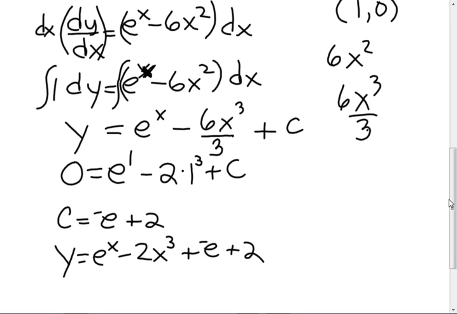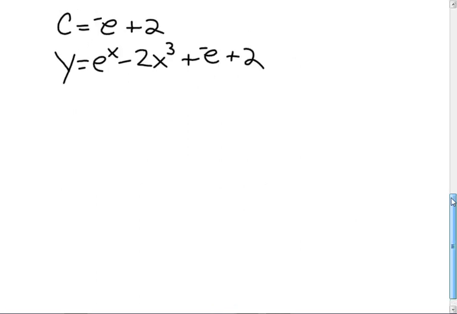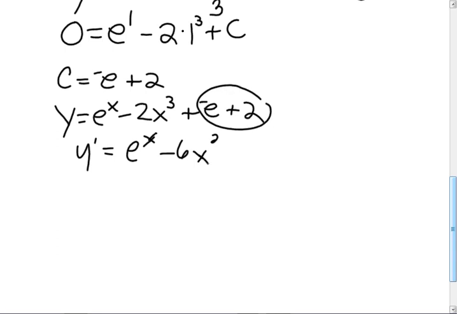Check. How do you know if I did it right? Guys, how do I know if this is right? Take the derivative. What's the derivative? Y prime equals e to the x minus 6x squared. And what's the derivative of this guy? The constant. 0. Right. Okay. Another problem. Ready?